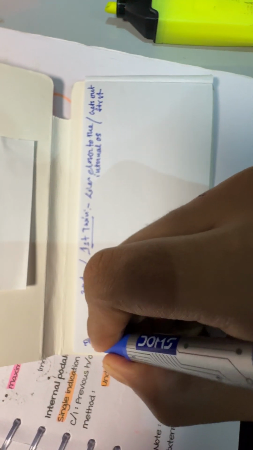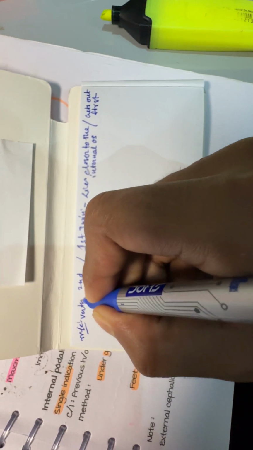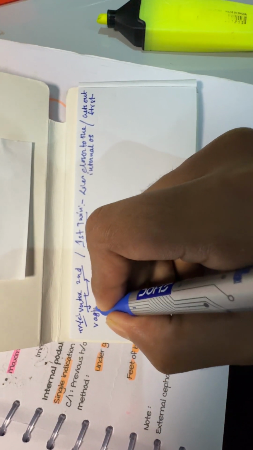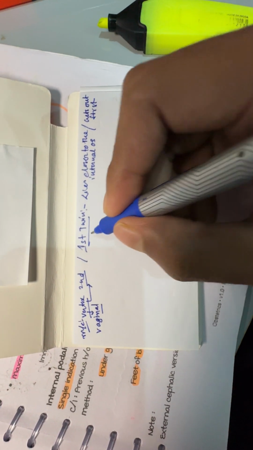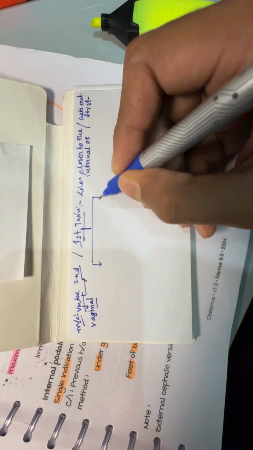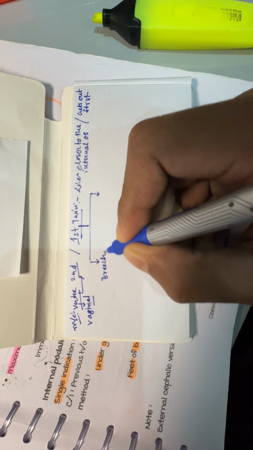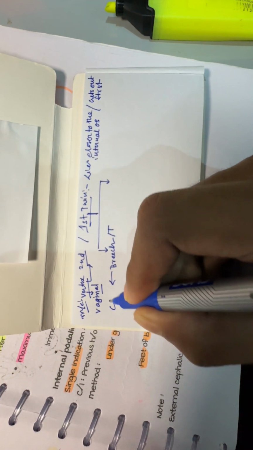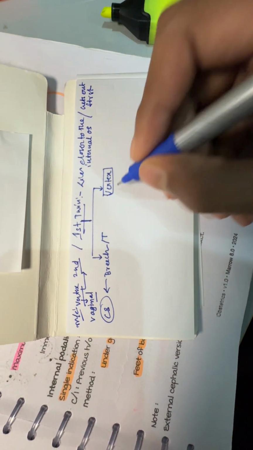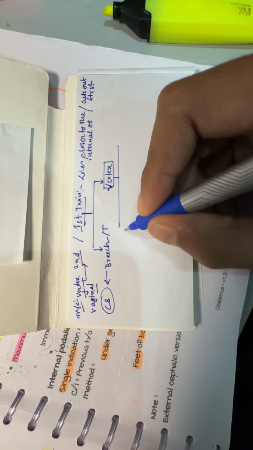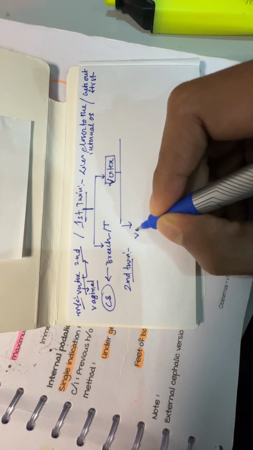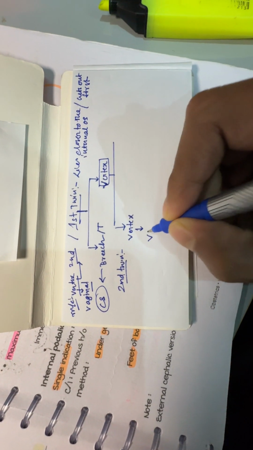Now the most common presentation is vertex for both the first and second twins. If this is the case, then simple vaginal delivery will suffice. Now, depending upon the first twin, we'll see the rest of the scenario. If the first twin is breech or transverse, you directly go for a cesarean section, no question asked. But if the first twin is vertex, then we see what the second twin is. If the second twin is also vertex, then we go for a vaginal delivery.